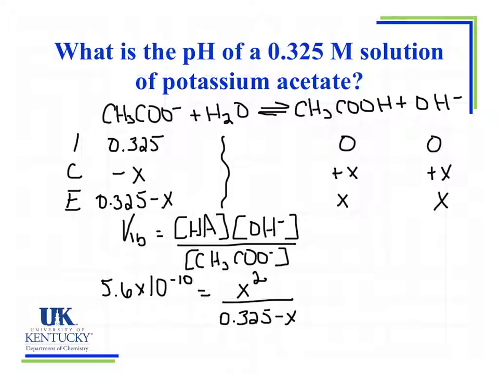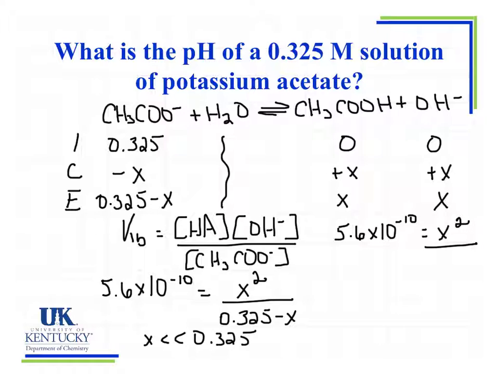I'm going to make the simplifying assumption that x is much, much less than 0.325, and given the small size of my Kb value, this is going to be a reasonable assumption. So I can simplify my Kb expression, so I end up with 5.6 times 10 to the minus 10th equals x squared over 0.325. And when I solve for x, which is going to be my hydroxide concentration, I end up with 1.3 times 10 to the minus 5th.